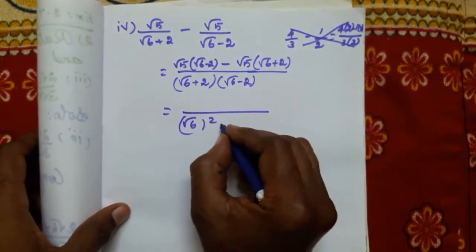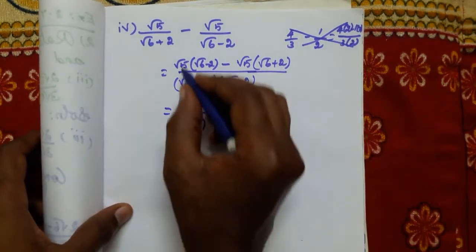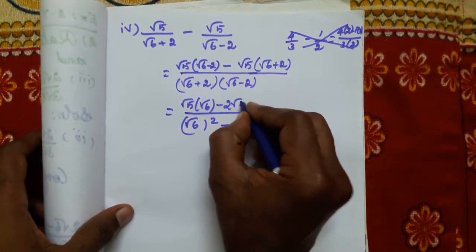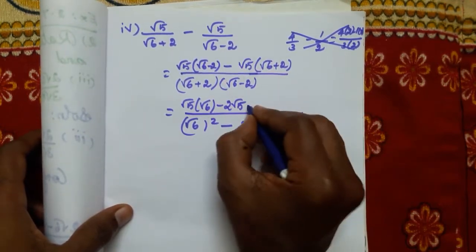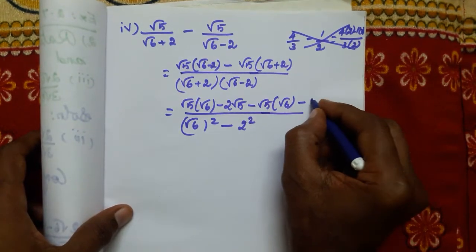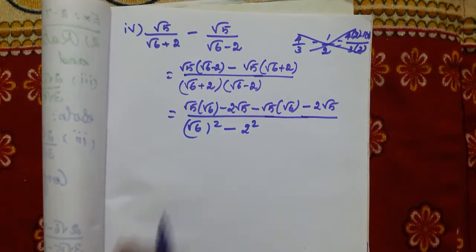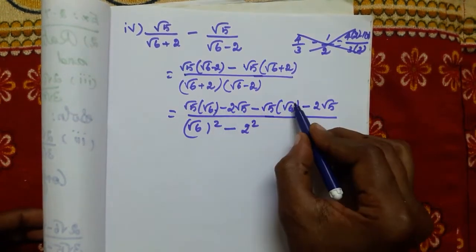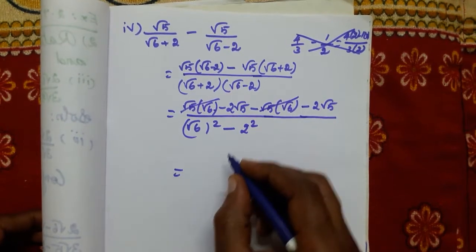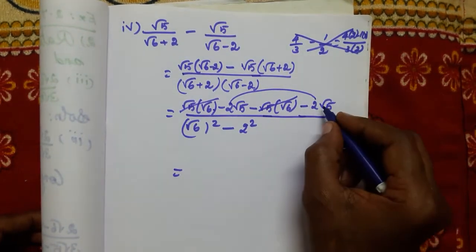Root 6 the whole square minus 2 square. In the numerator, root 5 into root 6 minus 2 root 5. Next, minus root 5 into root 6, minus into plus, minus 2 root 5. Now here you see that root 5 into root 6 and minus root 5 into root 6 cancel. What are we getting in the numerator? Minus 2 root 5 minus 2 root 5.